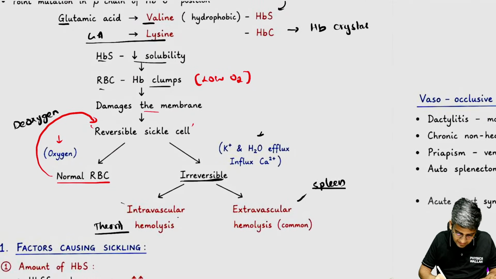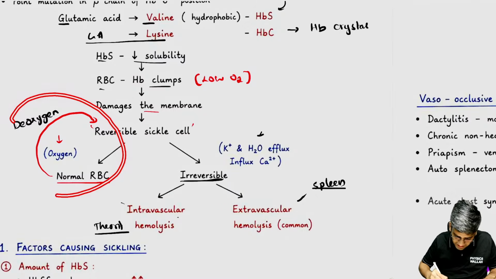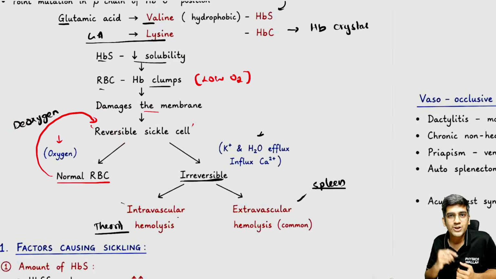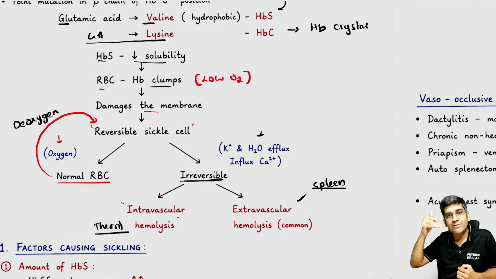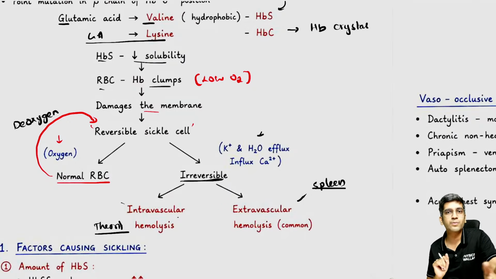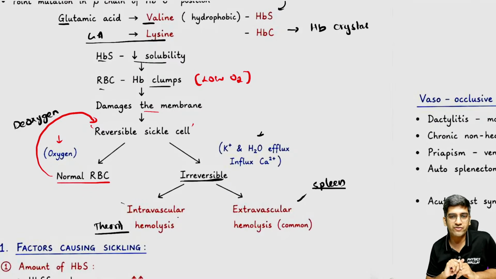Now, you guys only said that this is very, very important for me. The oxygen status means there are some factors which will promote sickling. There are some factors which will reduce sickling. Can anyone tell me a few factors? We'll definitely go into it. At least one factor which will promote sickling or reduce sickling, except for oxygen affinity, the oxygen concentration.